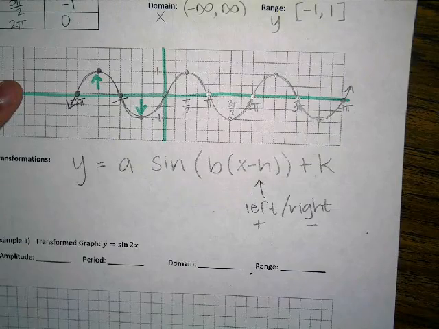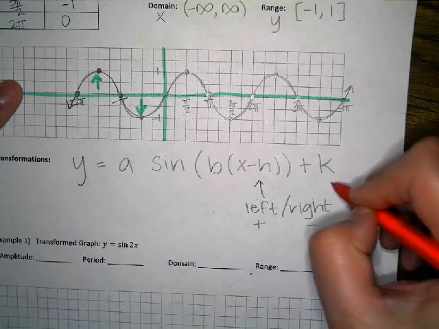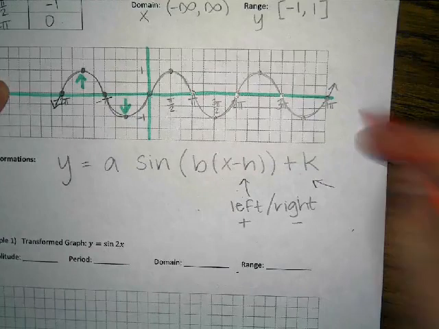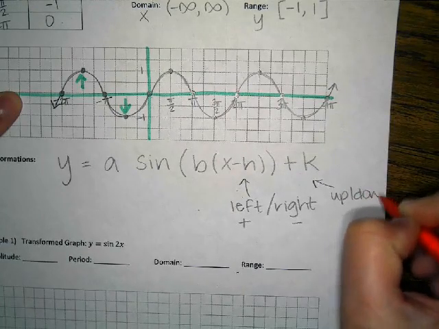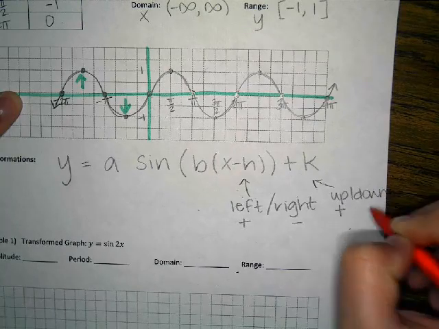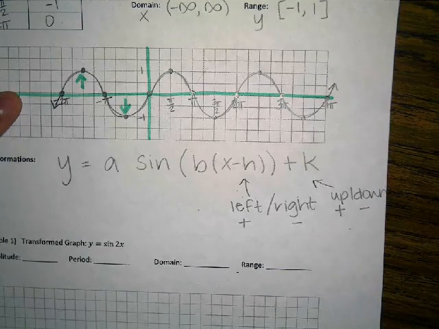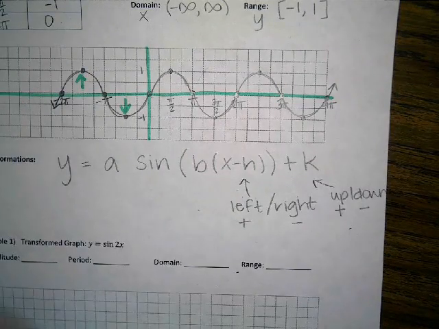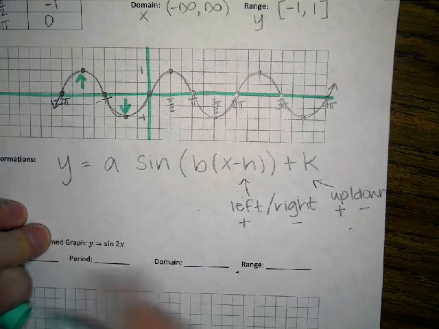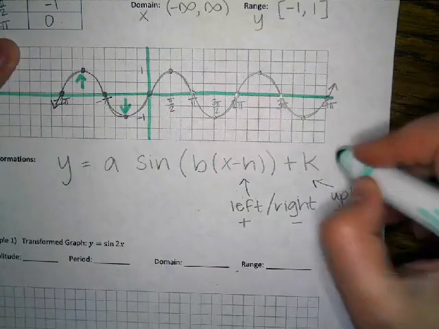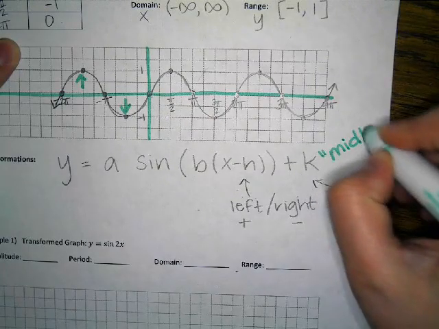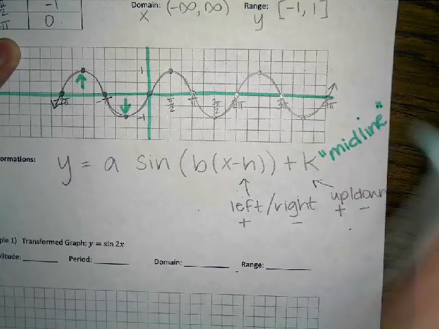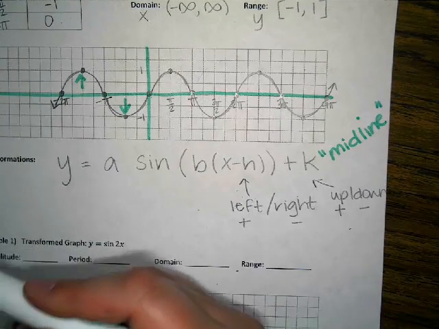If you had a number on the end, that would move the graph up or down. A positive moves it up, a negative moves it down. This number on the end also tells you something specific, and I will talk about it more when we get to a problem that has that. It also tells you the midline of the graph. So I'll talk about that more once we get there.